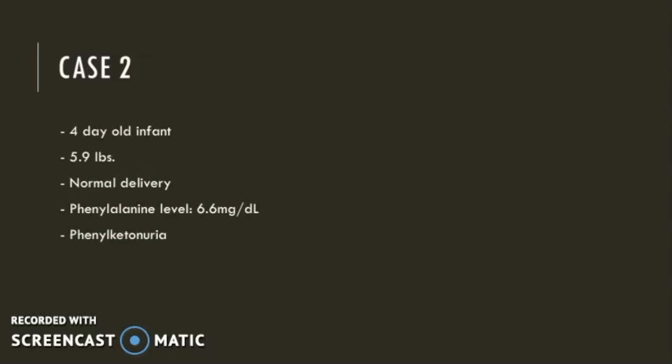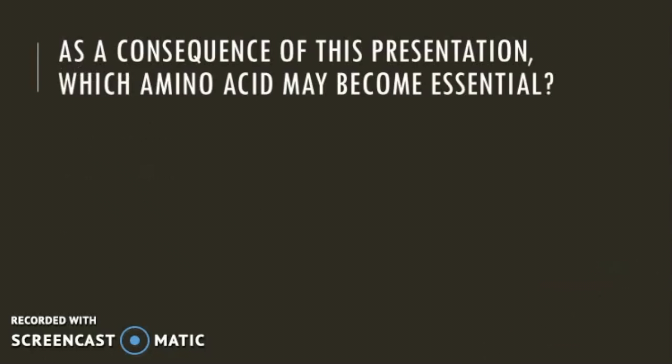So a presumptive diagnosis of phenylketonuria was made and additional samples were obtained for further analysis. The parents denied that there was any family history of PKU. PKU is a genetic disease, so yes, you would look for the history in the family. So, first question: as a consequence of this presentation, which amino acid may become essential?